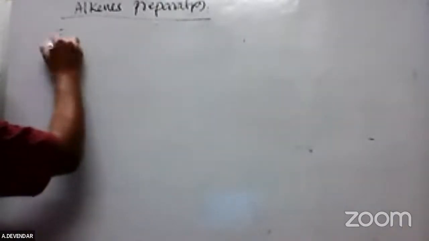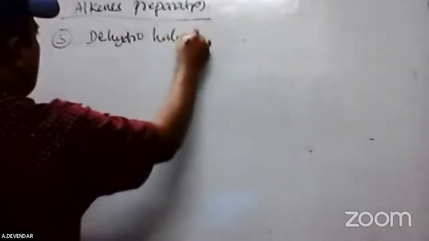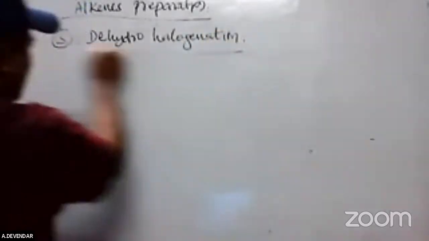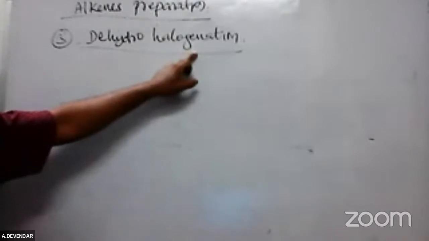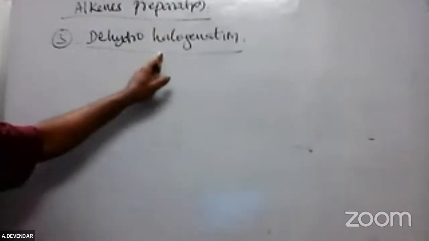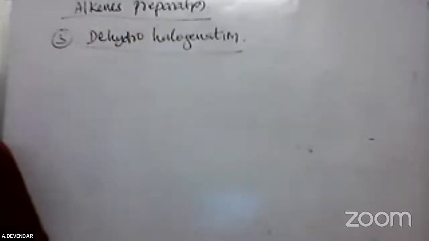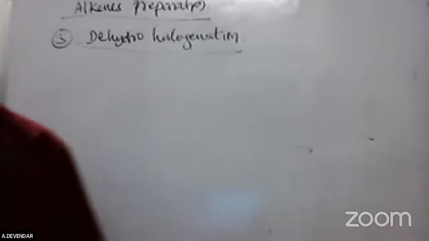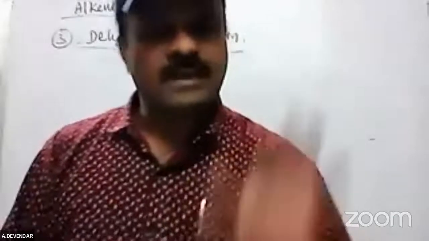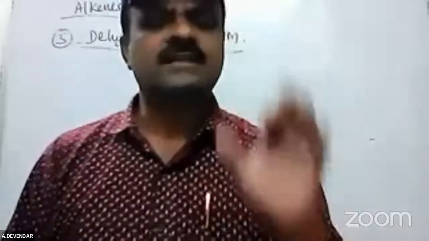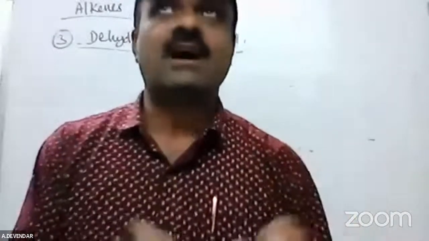The third method is dehydrohalogenation. The name itself has the meaning: dehydrohalogenation means one hydrogen and one halogen are removed. How does dehydrohalogenation take place? In the presence of alcoholic potassium hydroxide. Here the initial raw material you take is an alkyl halide.